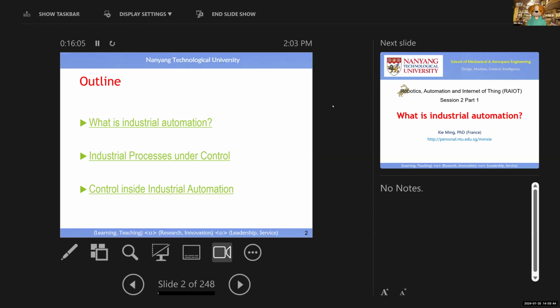And when you think about automation, then you may want to know what to automate. Automate means what? To automatically control certain parameters or certain variables, right? So automation is closely linked to control. Therefore, you need to identify inside the industrial process what could be put under the control of a control system, right? Then once you have a control system, you will want to know how to design the control system.